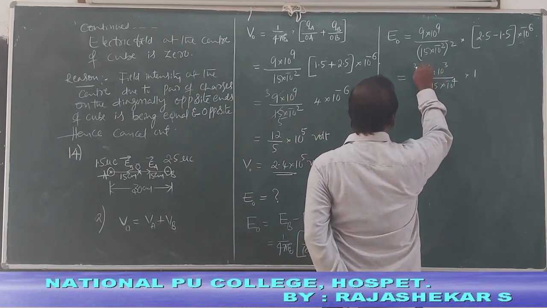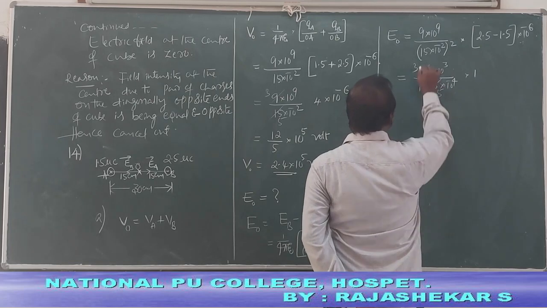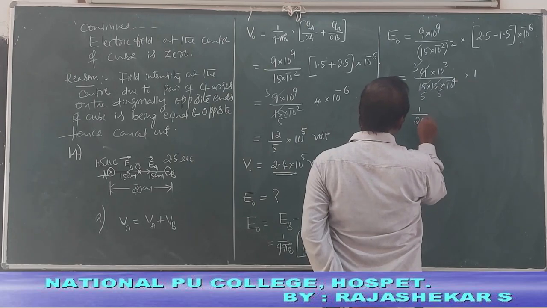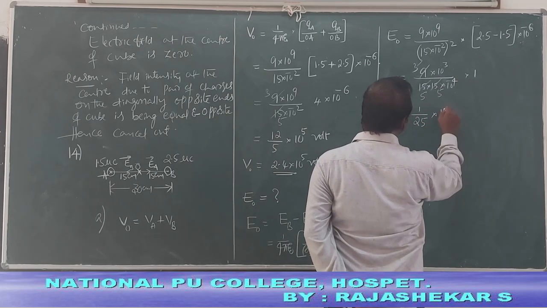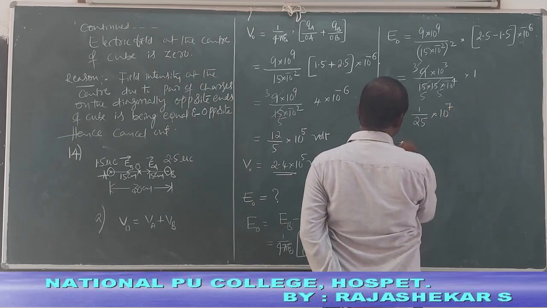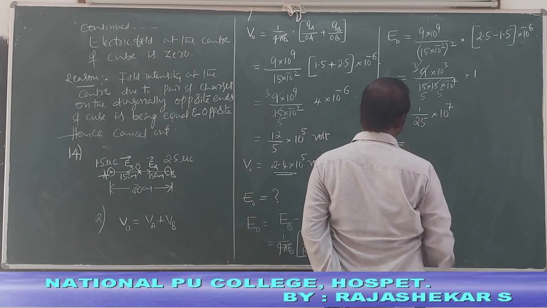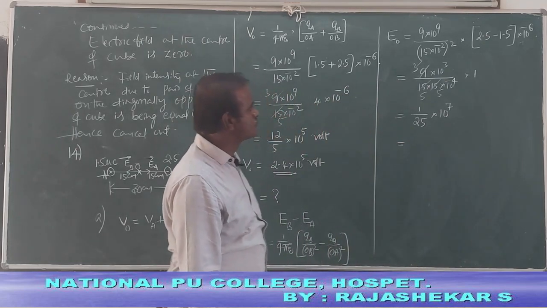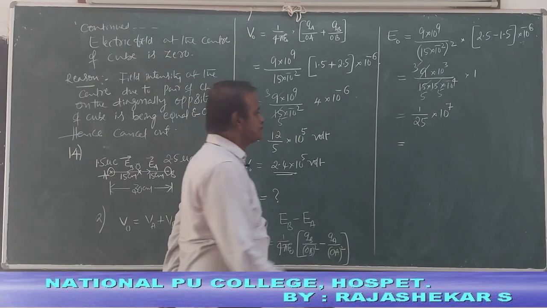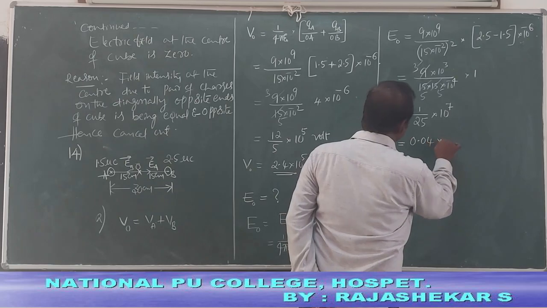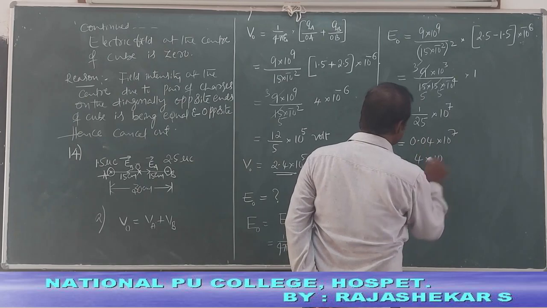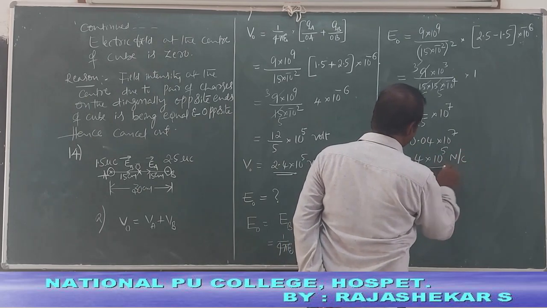3 times, 3 fives. Then 3 ones, 3 fives. This is totally 1 by 25 into 10 to the power 7. This is 0.04 into 10 to the power 7, or 4 into 10 to the power 5 Newton per coulomb.